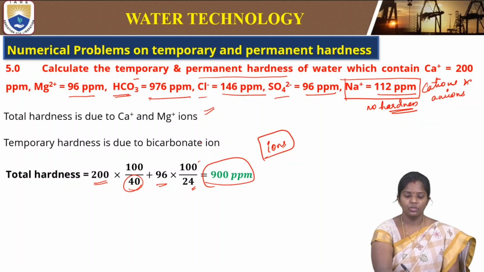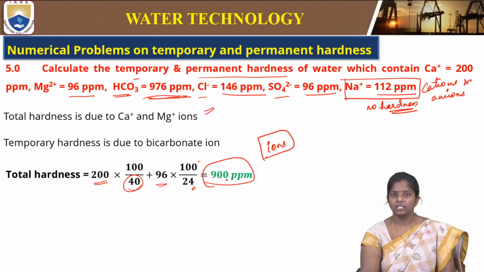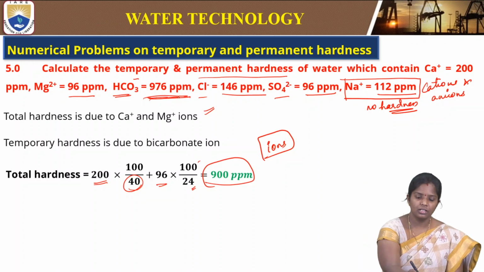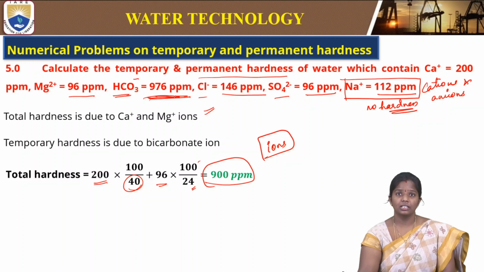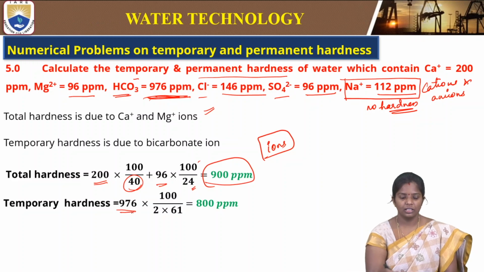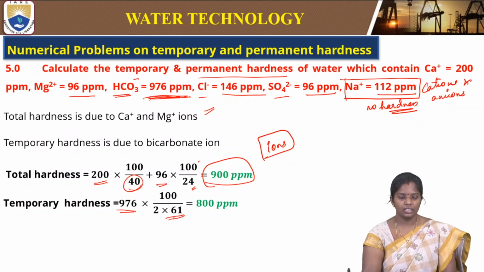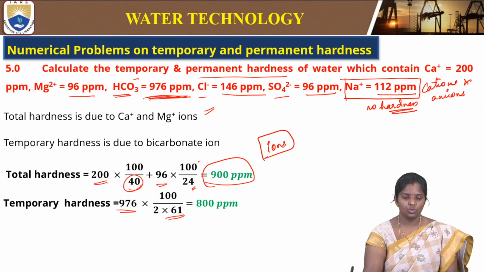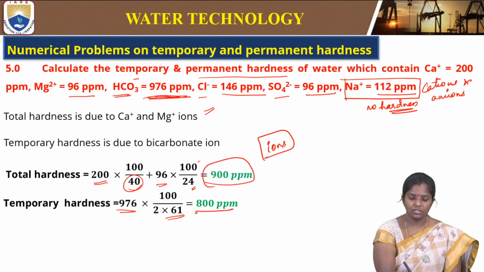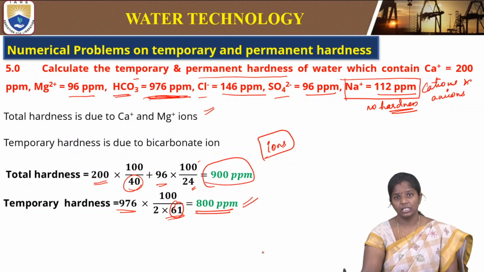So whenever there is a huge amount of bicarbonate present, it means it is present along with the cations, but they have split it into cations separately and anionic species separately. So if bicarbonate concentration is high, it means that it has high temporary hardness. So temporary hardness is calculated from 976 into 100/2 into 61. We are taking 2 because there are 2 ions that can be contributing to the bicarbonate, calcium and magnesium ions. So therefore we are taking into consideration 2 into 61, that is the bicarbonate atomic weight, and it is giving rise to 800 ppm.